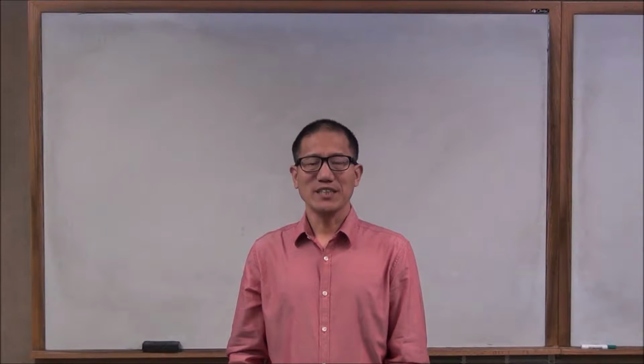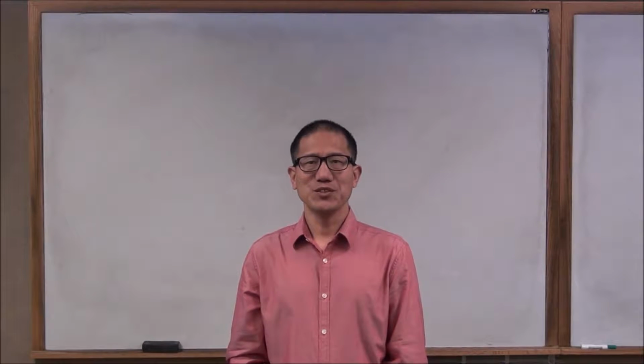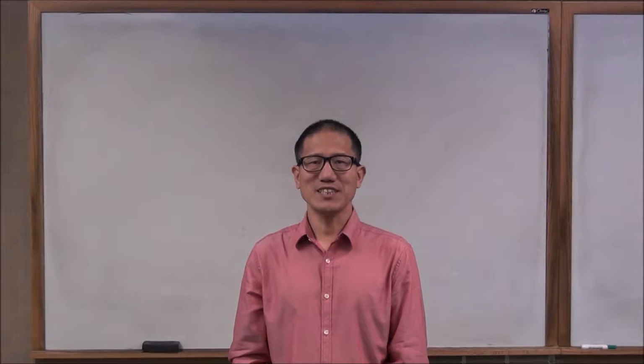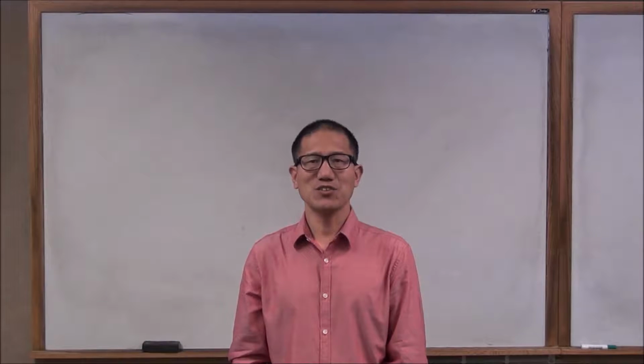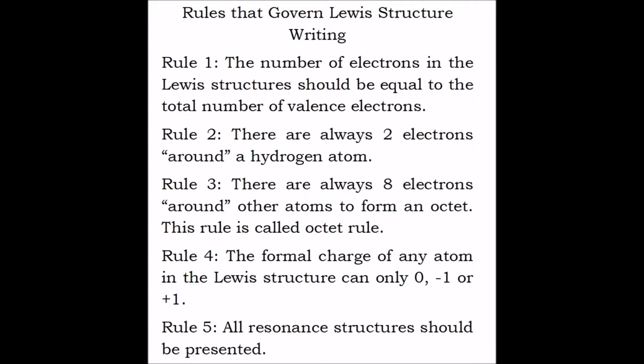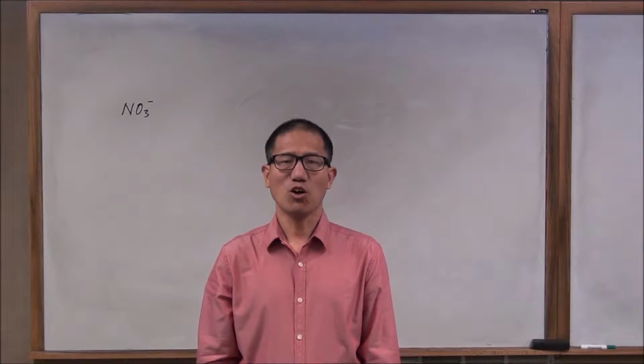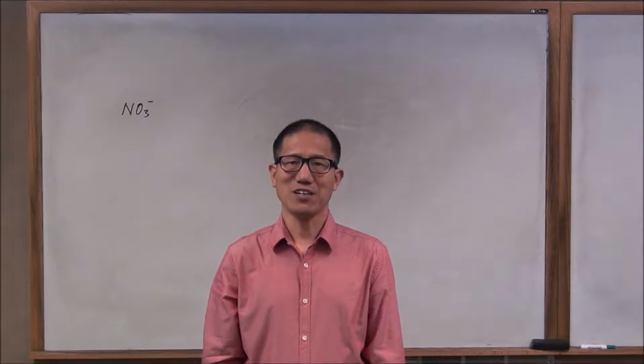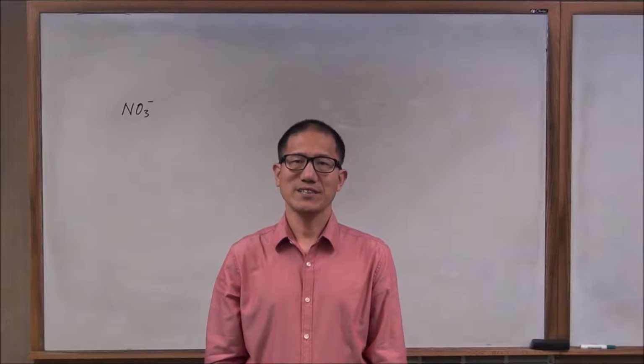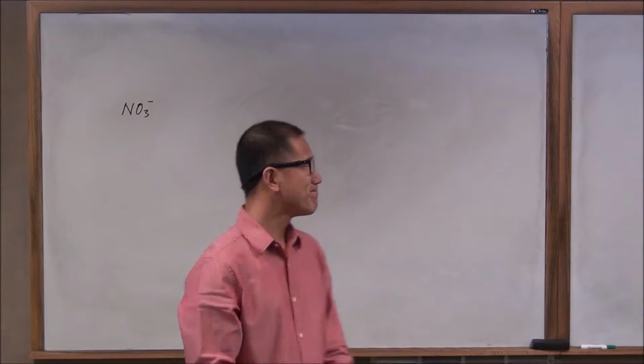Good morning, everyone. Today, I am going to use several examples to teach you a systematic method to write down Lewis structures. The first example we're going to go over today is nitrate ion. Nitrate ion has a -1 charge.